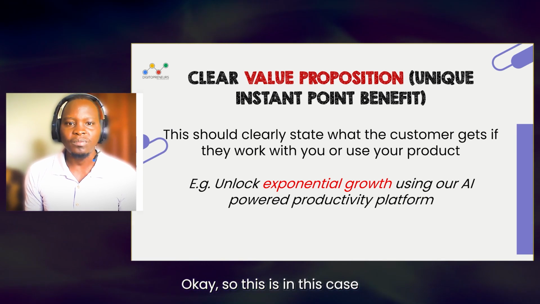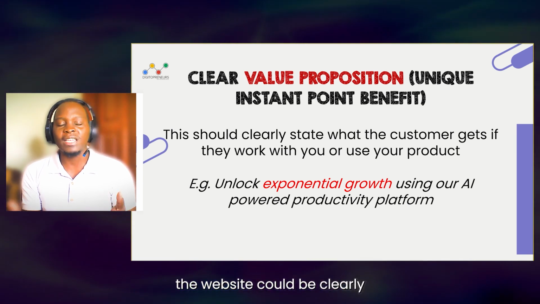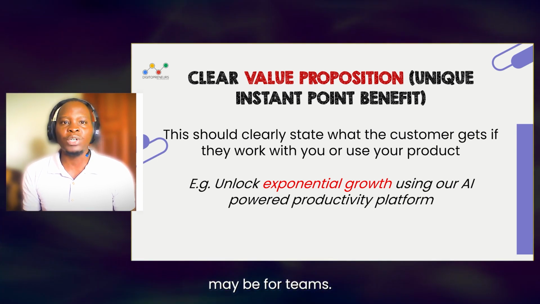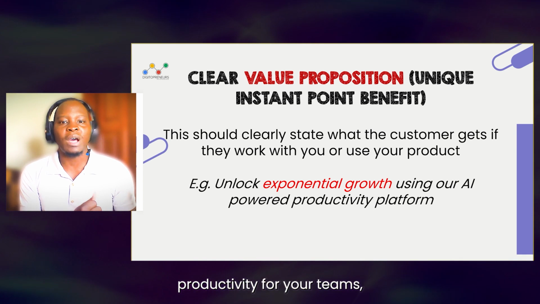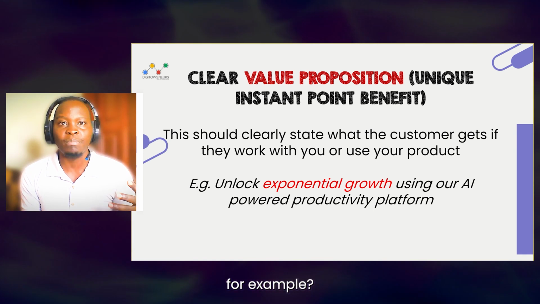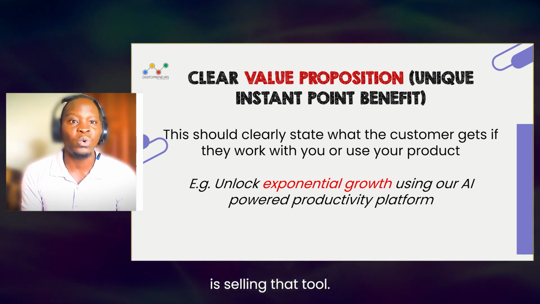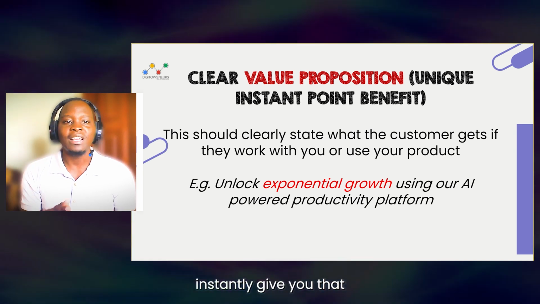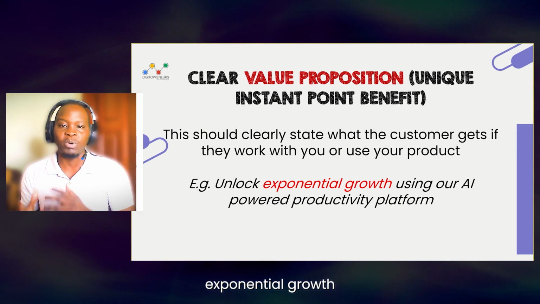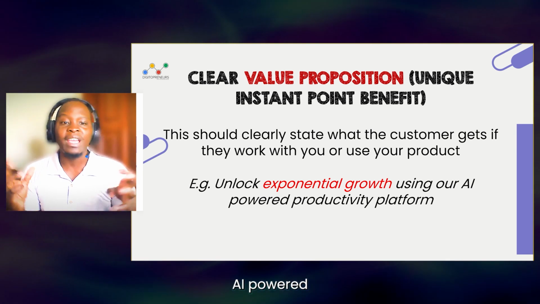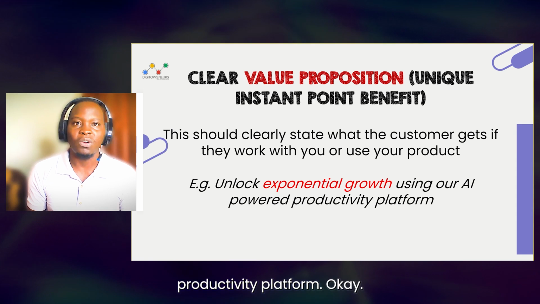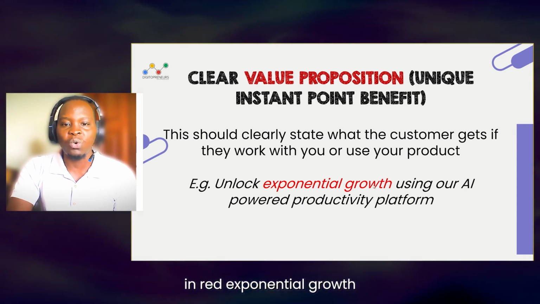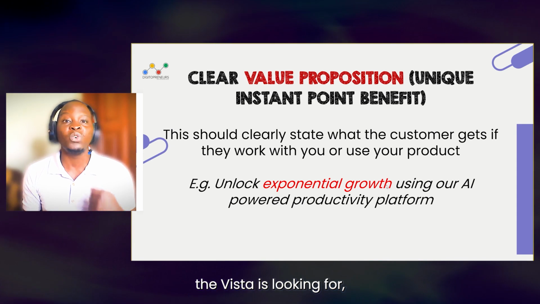In this case, the website would be selling a tool for productivity, maybe for teams. How do you track productivity for your teams, for example? And this website is selling that tool. So as soon as you land on that website, it should instantly give you that benefit. Unlock exponential growth using our AI powered productivity platform. If you see there, I've marked in red exponential growth, because that's what the visitor is looking for.